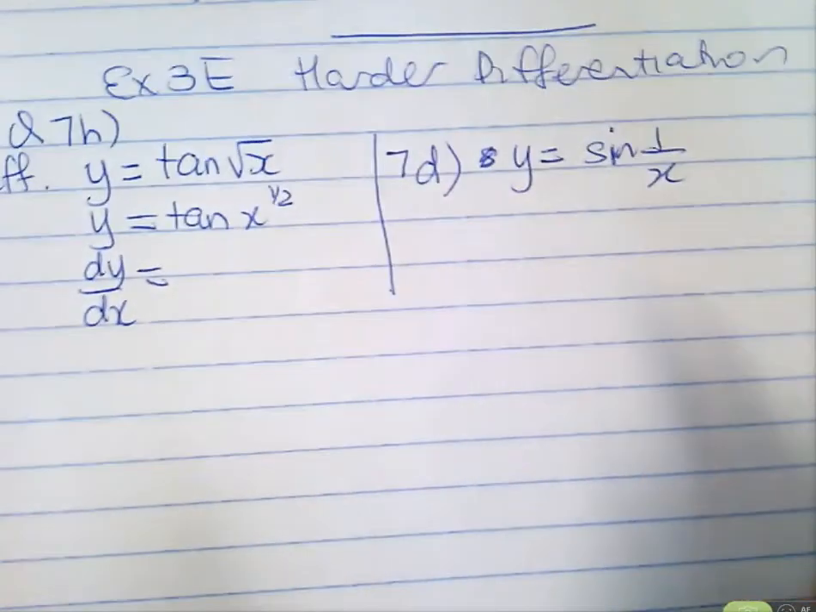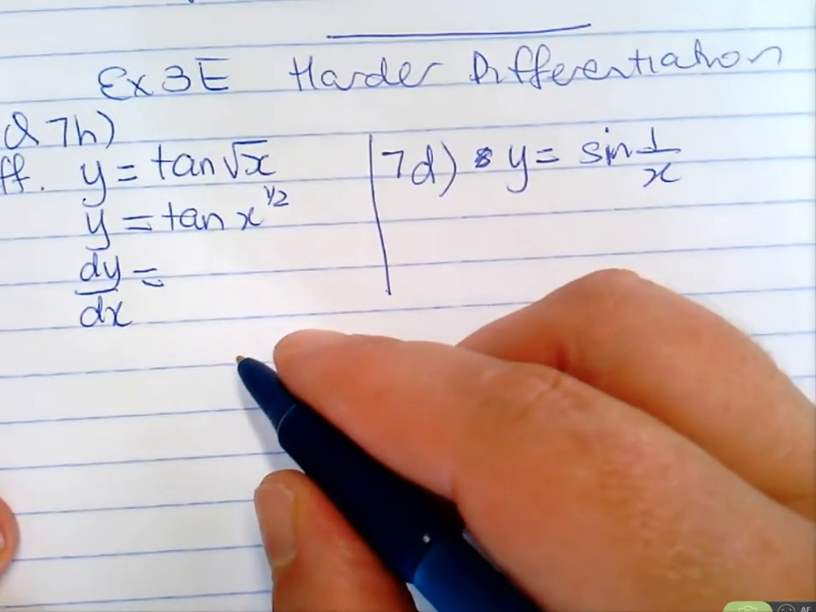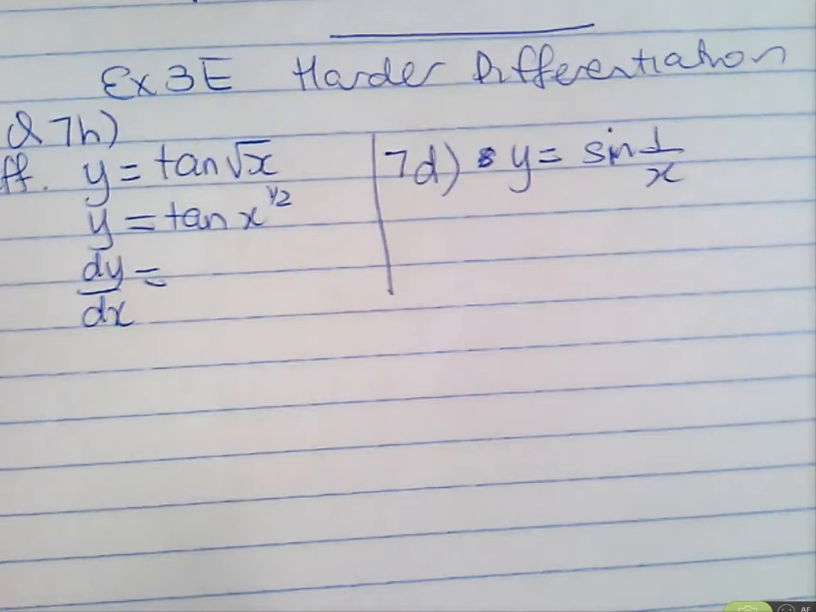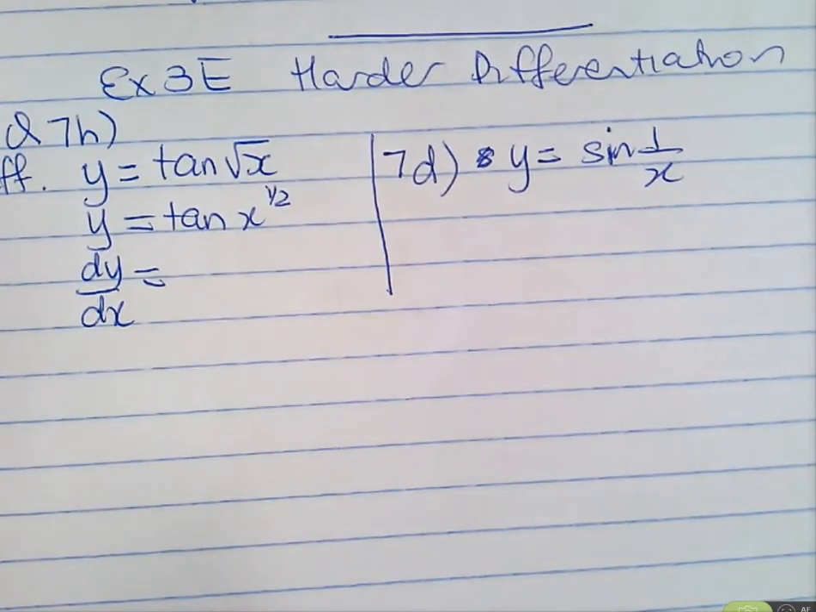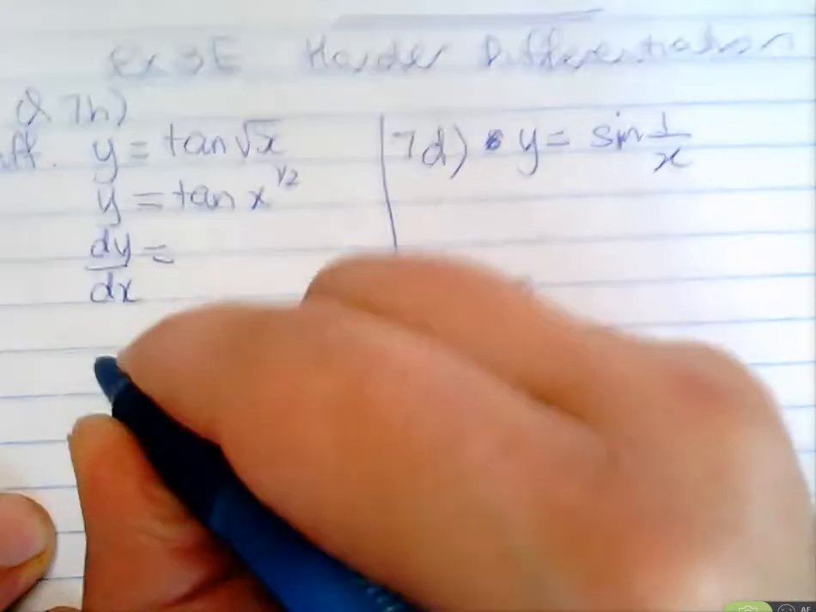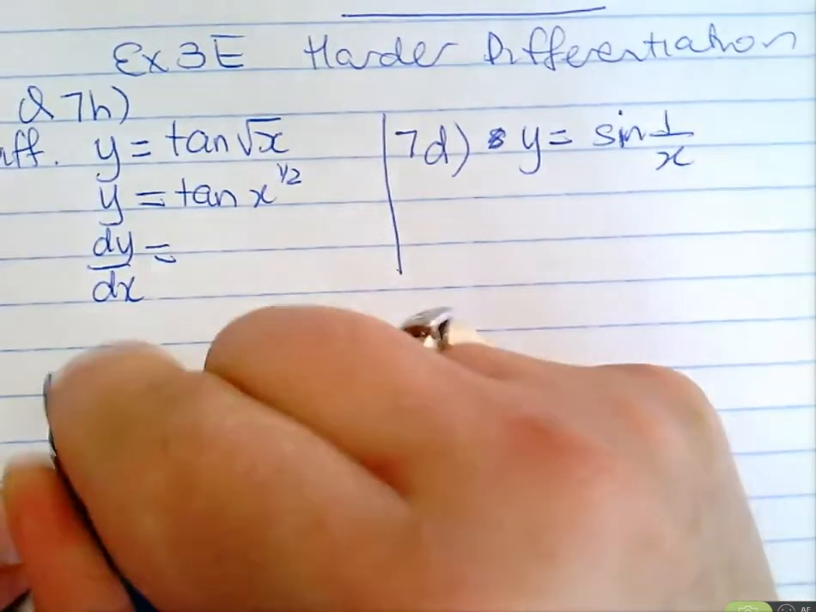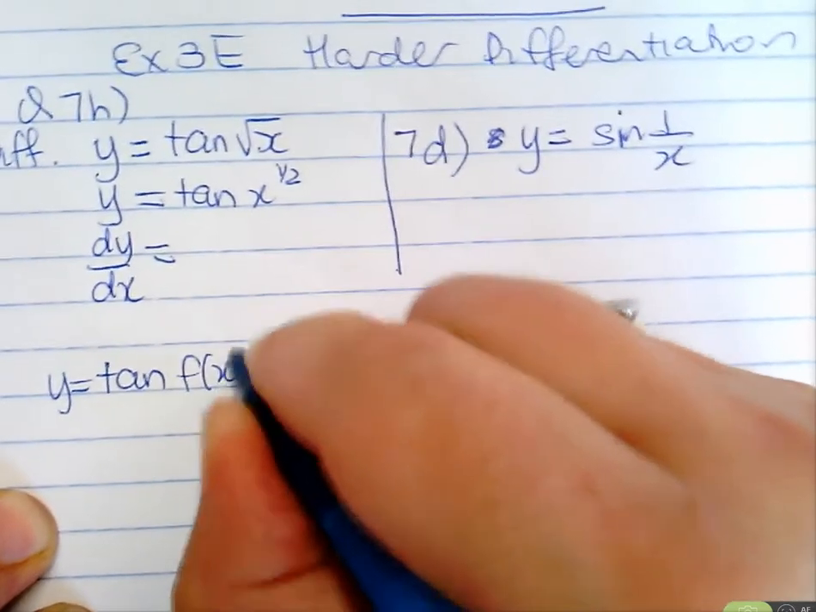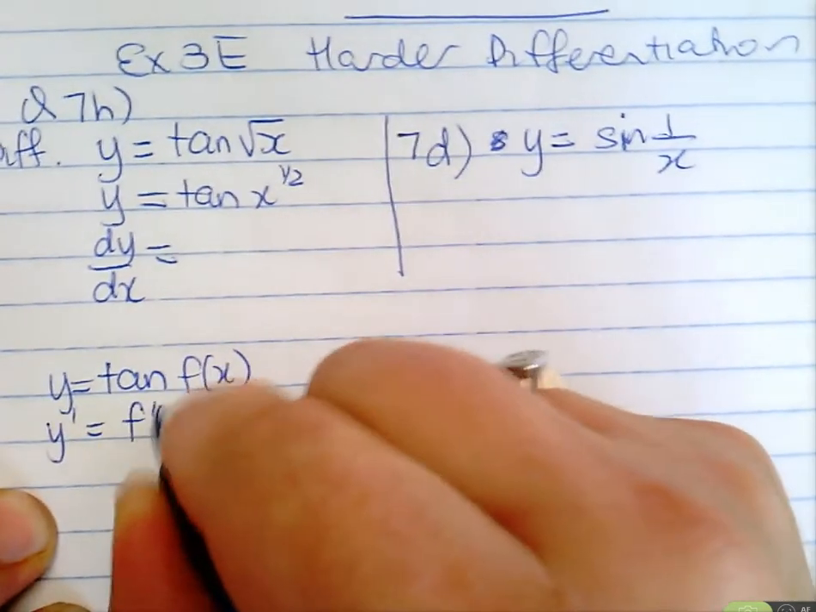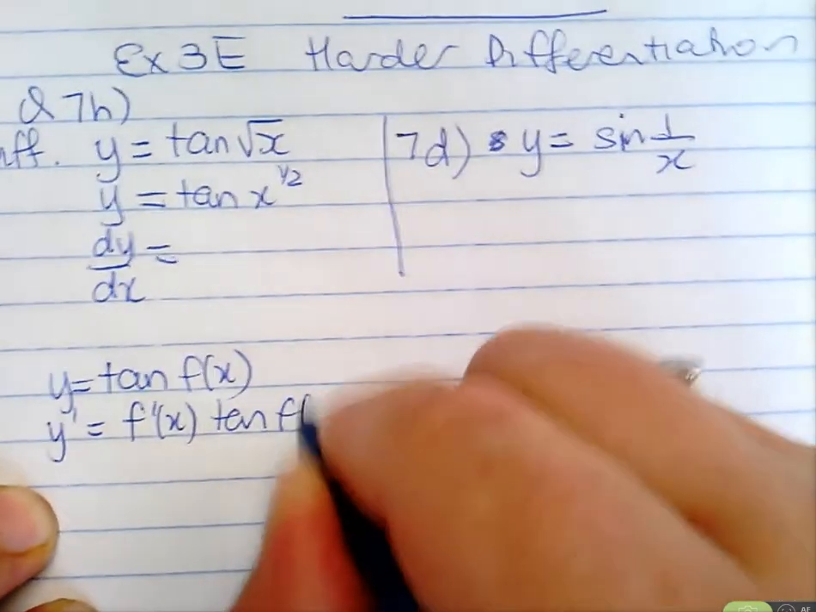What's the rule? The rule is tan of ax plus b, isn't it? Or no, is it? No, it's tan function of x. The rule is tan function of x. But the integrals are only the ax plus b. So the rule is, this is on your formula sheet, if y equals sine function of x, then y dashed is f dashed x cos function of x.